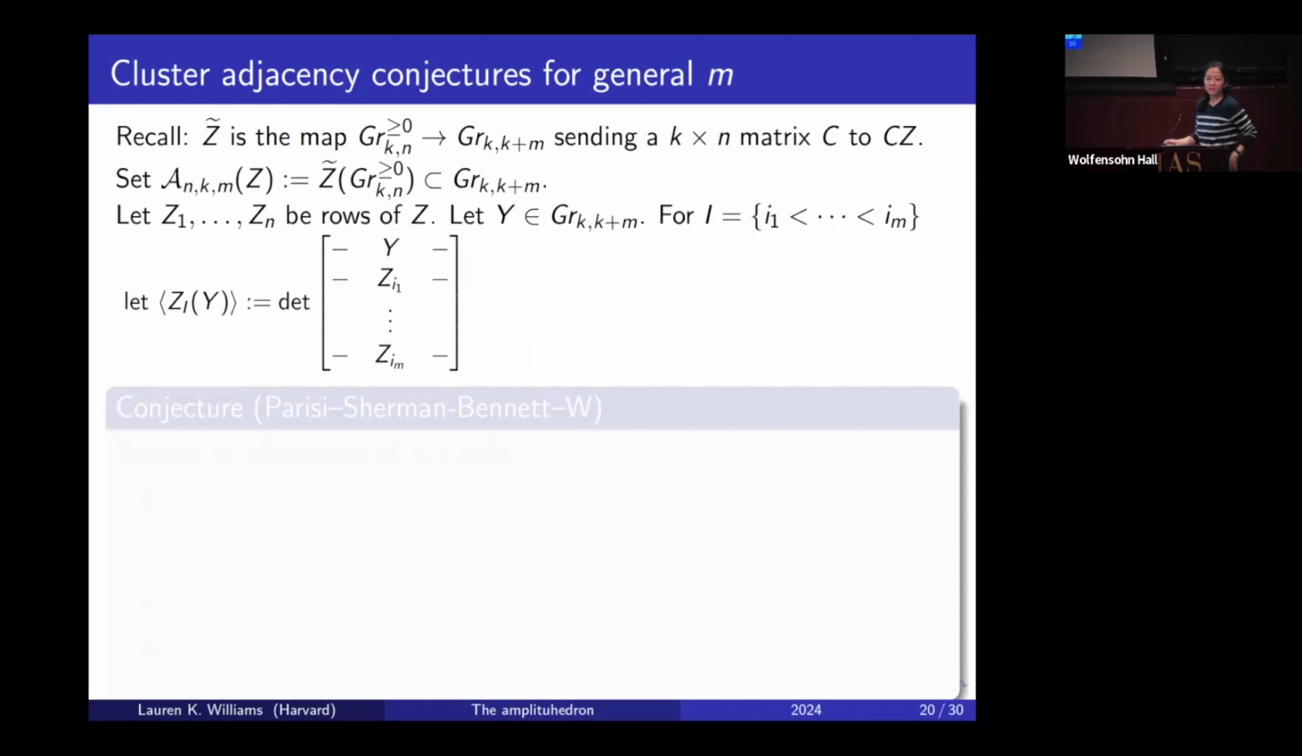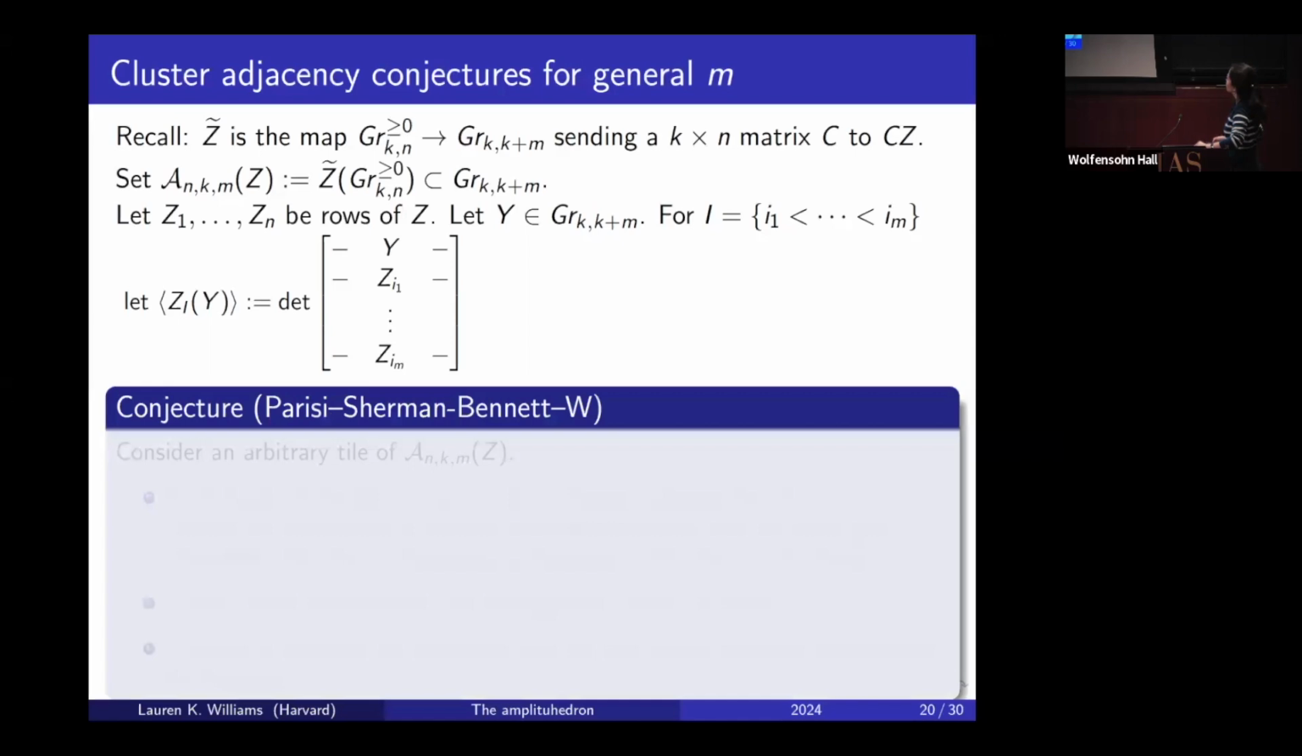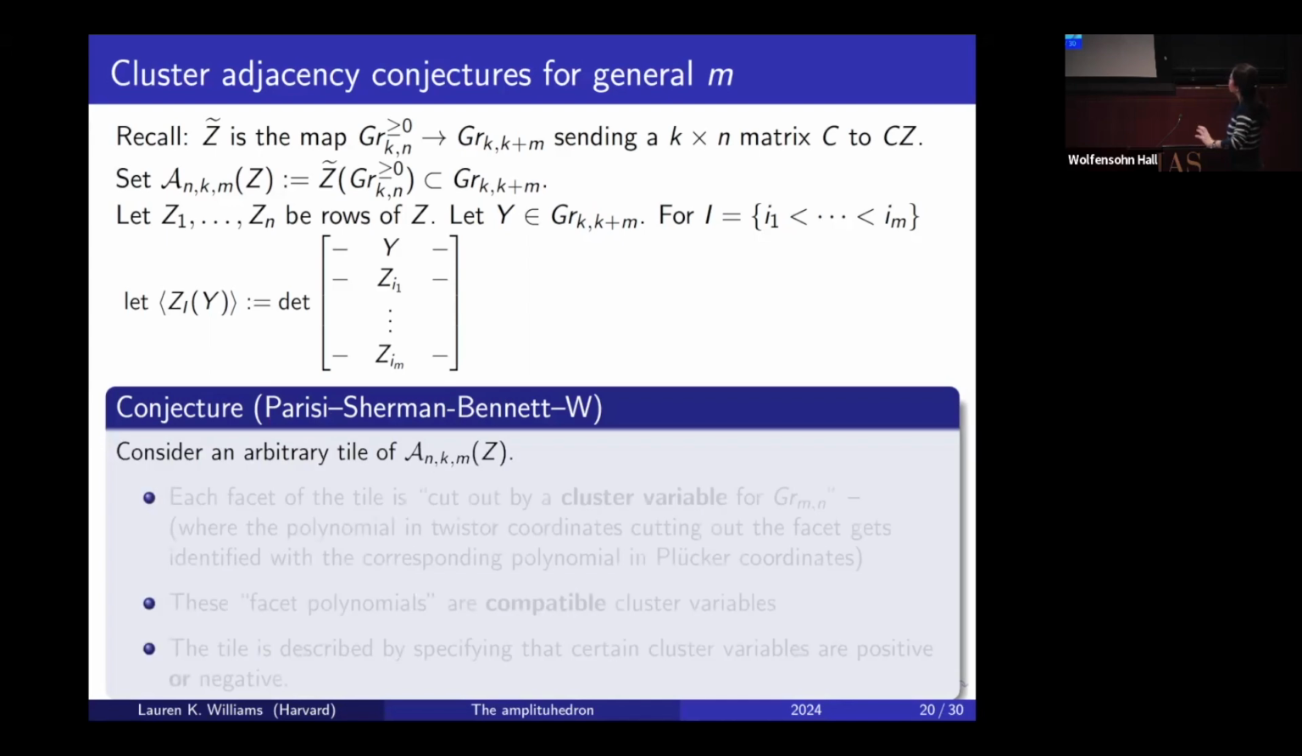Okay, so now let me tell you what these cluster algebras have to do with tiles and the Amplituhedron. So this is just a review of my notation and the notion of Twistor coordinate. And remember, the Twistor coordinates are indexed by m-element subsets of 1 through n. Okay, so here's a very general conjecture, which is a generalization of earlier conjectures, including the one for m equals 2. But we believe this is true for arbitrary n, k, and m.